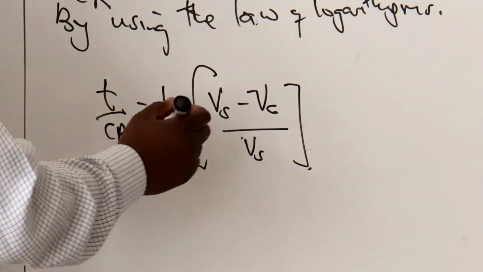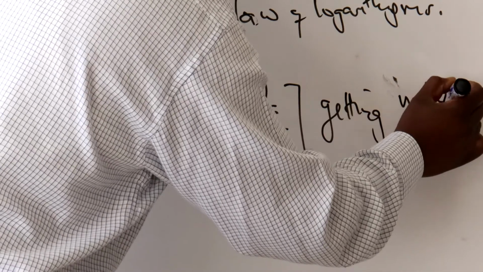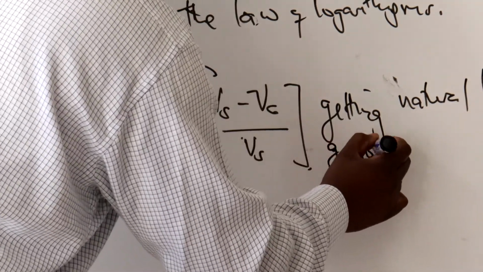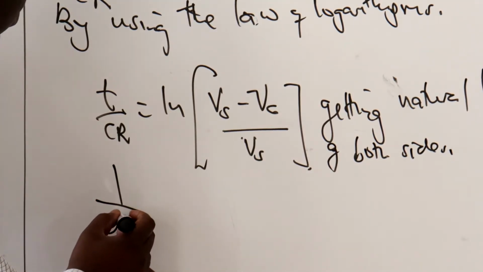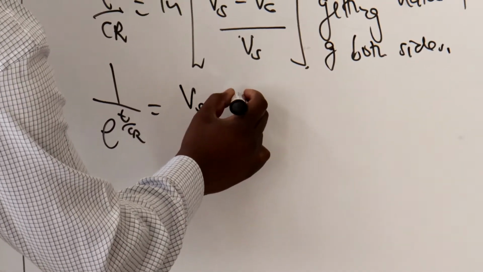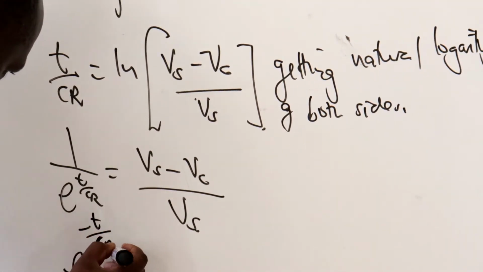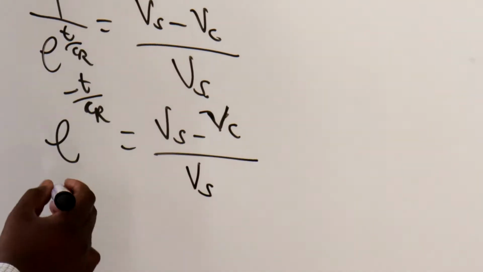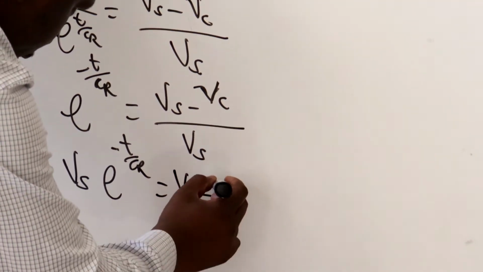So getting the natural logarithm of both sides, we shall have this as 1 over e to the power t over CR supposed to be Vs minus Vc over Vs. This becomes e to the minus t over CR supposed to be Vs minus Vc over Vs. Multiply across this, we shall have Vs e to the minus t over CR supposed to be Vs minus Vc.